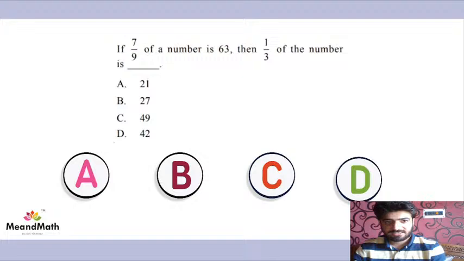So the question says: if 7 by 9 of a number is 63, then 1 by 3 of the number is? If 7 by 9 of a number is 63, then 1 by 3 of the number is? Write your correct option along with the name. You can also give a small explanation. Then we'll discuss the question.